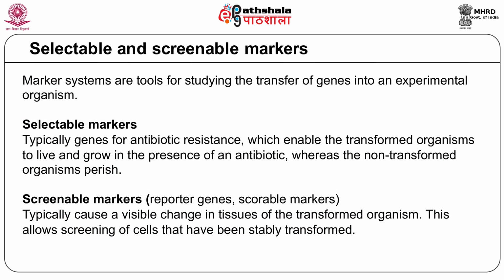Selectable markers are typically genes for antibiotic resistance, which give the transformed organism, usually a single cell, the ability to live and grow in the presence of an antibiotic. Screenable markers, also called reporter genes or scorable markers, typically cause a color change or other visible change in the tissue of the transformed organism. This allows the investigator to quickly screen a large group of cells for the ones that have been transformed.